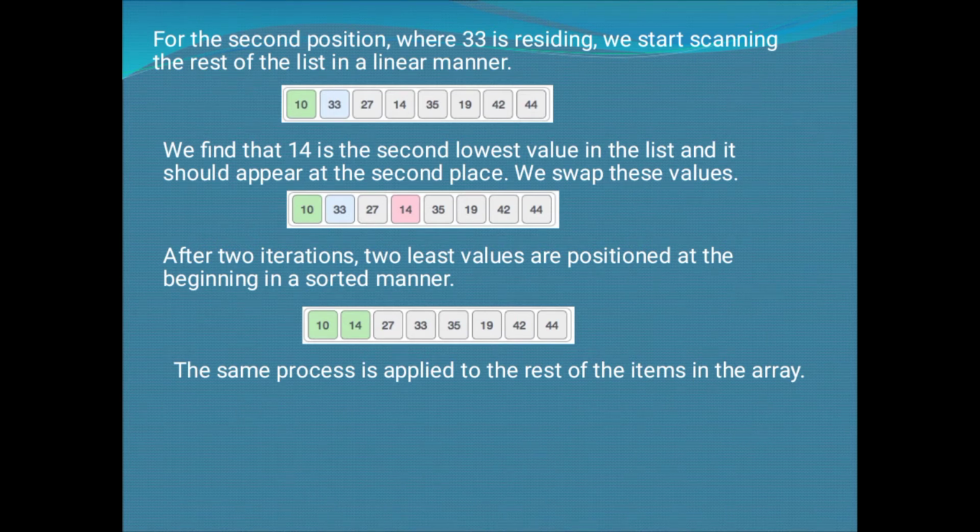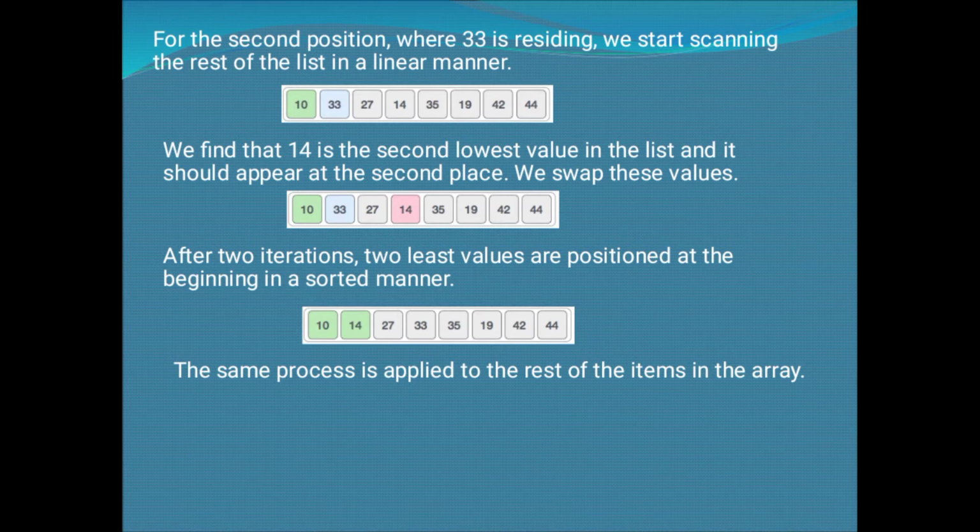Like this I will be finding the smallest element and placing it at the front of the list, that is in the order of 0, 1, 2, 3 positions. As the name implies, selection sort means selecting the least element and placing it in the right order.